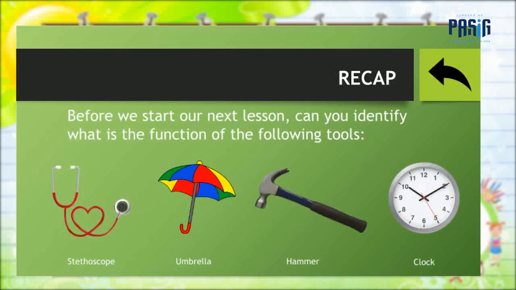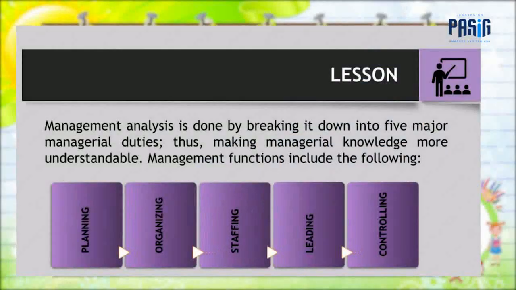It consists of a sequential and logical series of steps with the view of achieving organizational goals and objectives. Now, our next lesson is the functions of management, which is very important to know, especially for ABM students. Before we start our next lesson, can you identify what is the function of the following tools? Management analysis is done by breaking it down into 5 major managerial duties, thus making managerial knowledge more understandable.